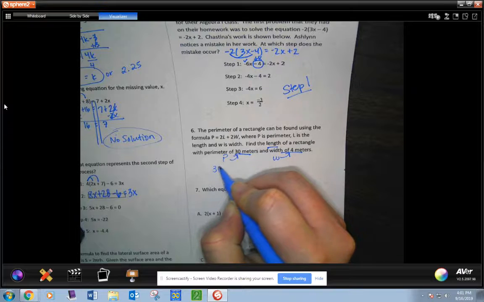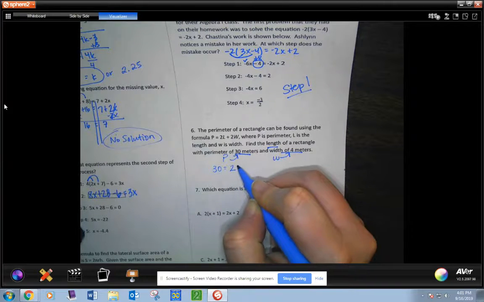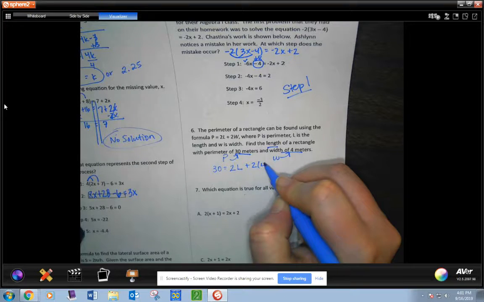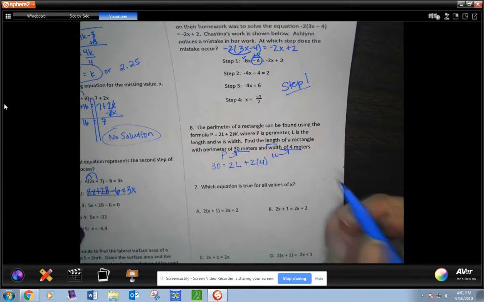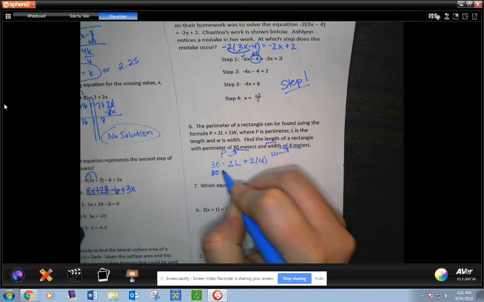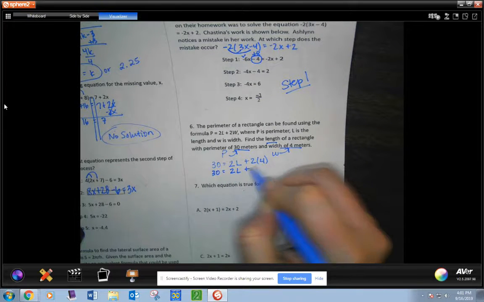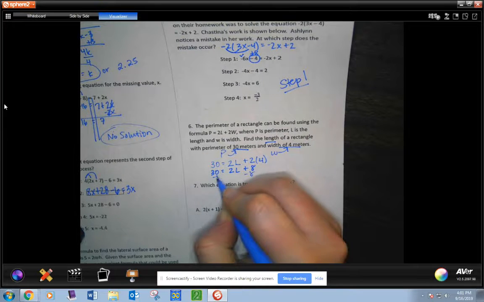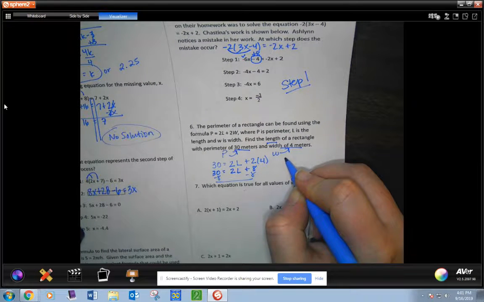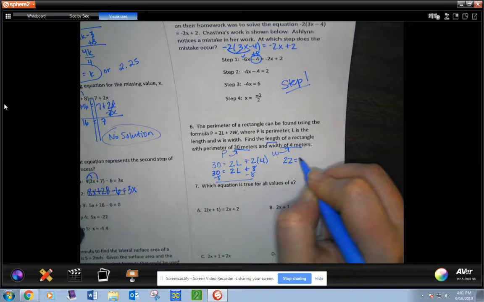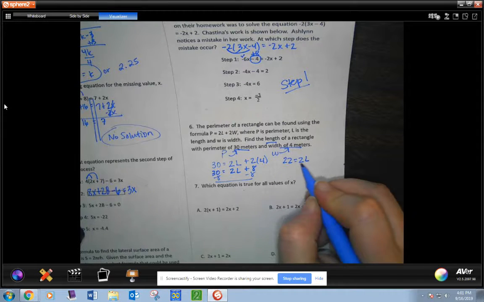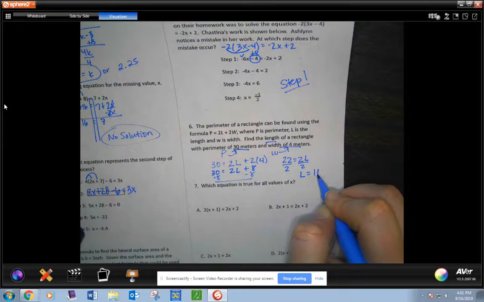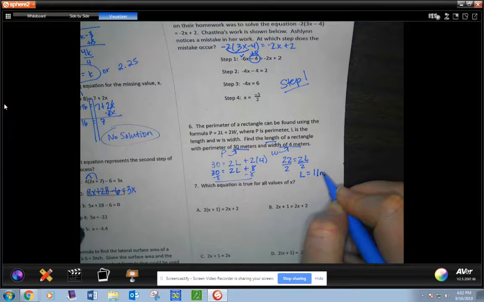So we're going to do 30 equals 2, I don't know length, plus 2 times width, which is 4. And now this is just an equation you need to solve. So I'm going to get 30 equals 2 length plus 8, because 2 times 4 is 8. I'm going to minus 8, and that gives me 22 equals 2 length. I need to divide by 2, so length equals 11, and this is measured in meters.